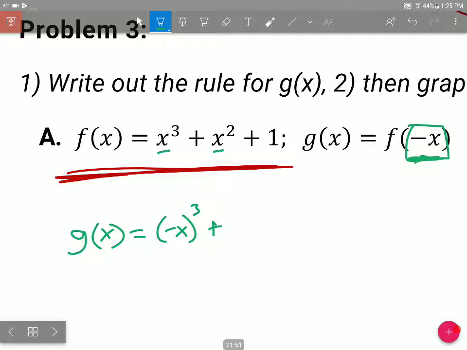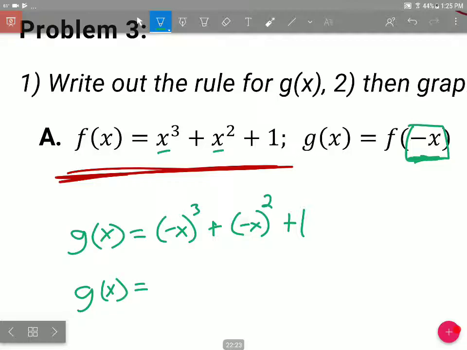Plus, oh look, there's another x. So put a negative x in its place, and square it. Plus 1. Cool? Anywhere you see an x, you substitute it with everything that is inside the parentheses. If it was a negative 2x plus 7 in there, we would have put a negative 2x plus 7 right there and cubed the whole thing. Which, yes, sounds like a pain in the butt, and it is. That's why we're not doing it. All right. Now just clean it up.